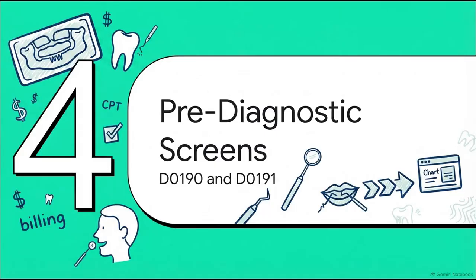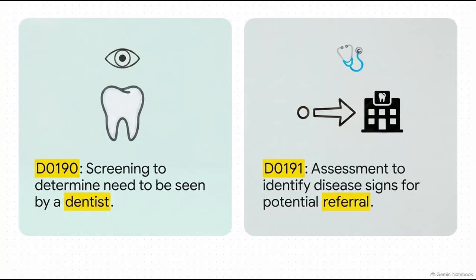Next up, Section 4, Pre-Diagnostic Screenings. Now we need to distinguish between two very specific limited visual oral assessments, D0190 and D0191. Putting these side by side makes the nuance crystal clear. D0190 is just a basic preliminary visual screening, mostly just to see if a patient even needs a full dental evaluation. You'll see this a lot with state or federally mandated school screenings. D0191, on the other hand, is a much more detailed clinical inspection by a dentist or auxiliary staff. They're actively looking for signs of oral or systemic disease, malformation, or injury to figure out if a referral is necessary.